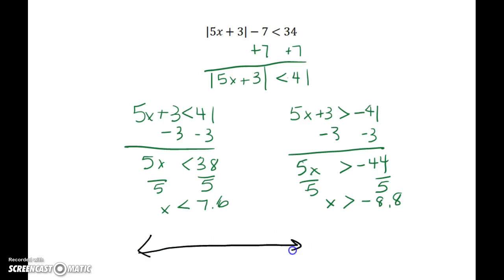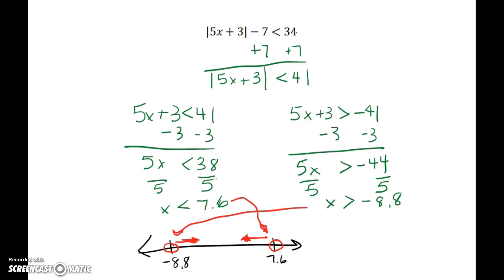Okay? Now let's see what this one looks like on a graph. Our two anchors are 7.6 and negative 8.8. So at positive 7.6, I'm going to put an open circle. And this tells me that I want to color this way towards the small end. At negative 8.8, I'm going to also have an open circle. And it tells me that I want to color towards the high end.